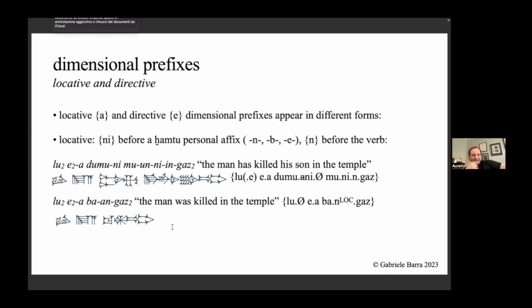I had a question. What's up? The grammar is clear, makes sense. But could you help me parse the cuneiform? Sure. I see dumu ni. Oh, let's start from the second sentence from the bottom. Yes. I see the lu, I see the missing e, I see the e a, I see the dumu, and the ni.